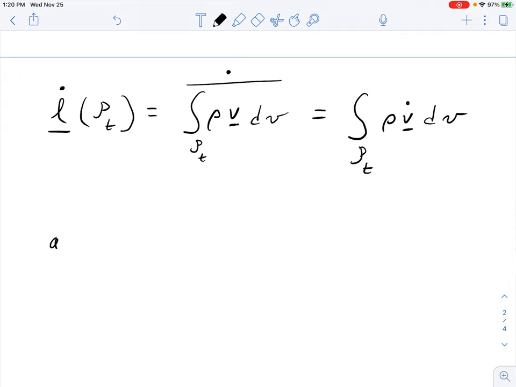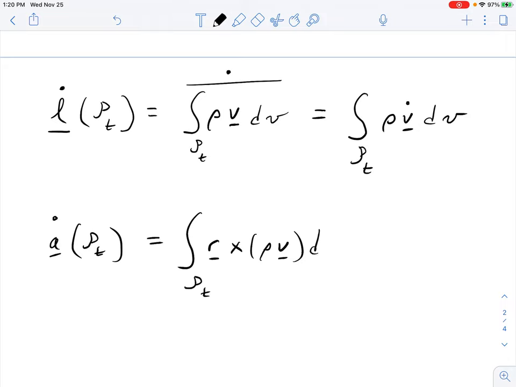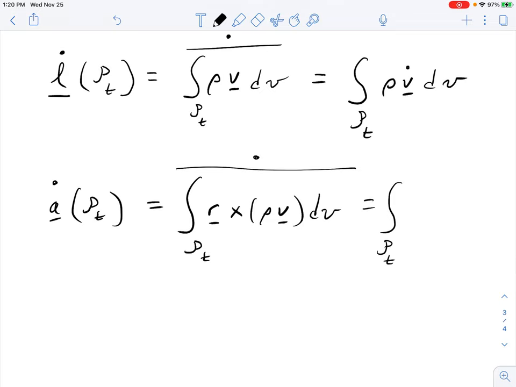And the time derivative of the angular momentum is equal to the time derivative of this whole mess. And that is equal to the integral over P of R cross rho V dot dV.